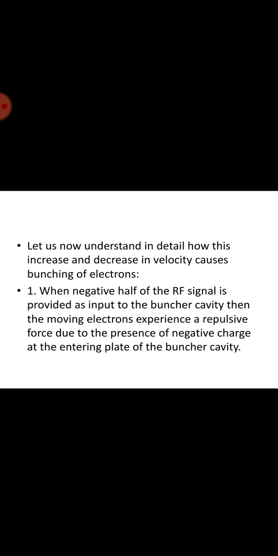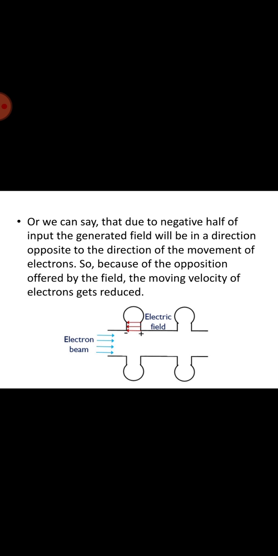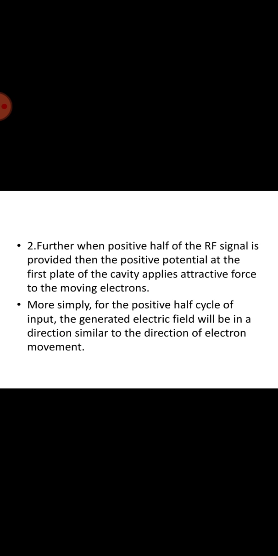When the negative half of the RF signal is provided as input to the buncher cavity, the moving electrons experience a repulsive force due to the presence of the negative charge at the entering plate of the buncher cavity. As you can see in this figure, due to the negative half of the input, the generated field will be in a direction opposite to the direction of the movement of electrons. So because of the opposition offered by the field, the moving velocity of the electrons gets reduced.